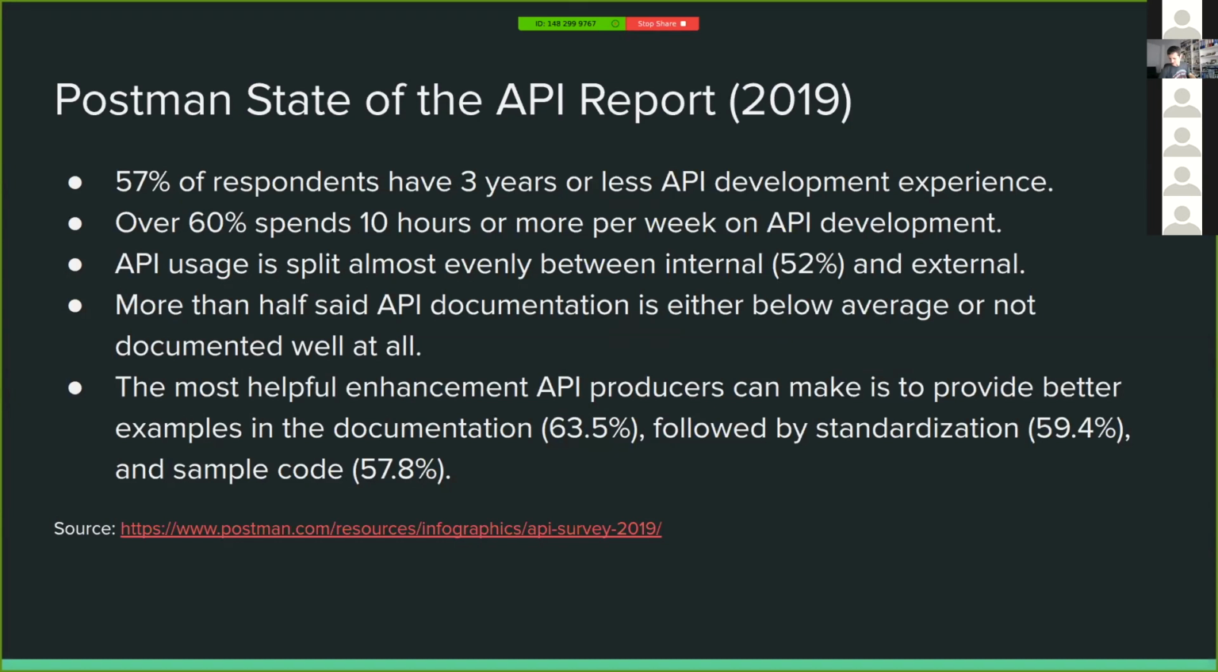Okay, and so here were the more disconcerting parts about this developer survey. About half said API documentation is either below average or not documented well at all. And I think that's something we've all experienced when implementing APIs or even just perusing open source libraries. And so that leads into the most helpful enhancement that we can make as API producers: increasing the amount of examples in our documentation, following standards, as well as sample code.